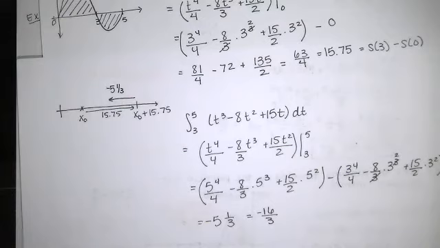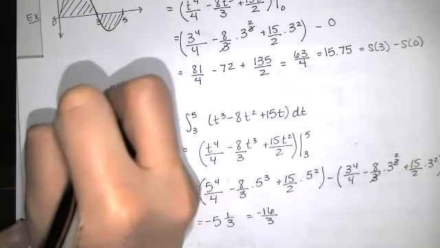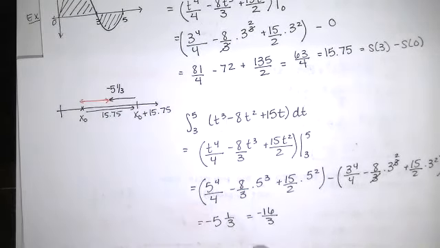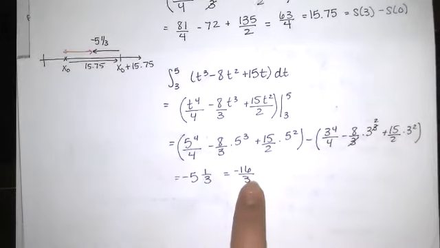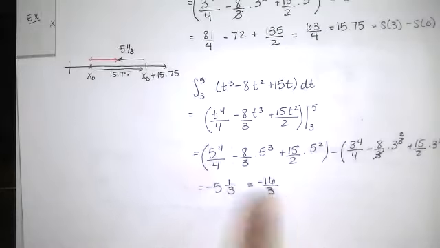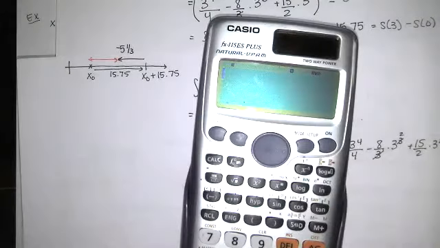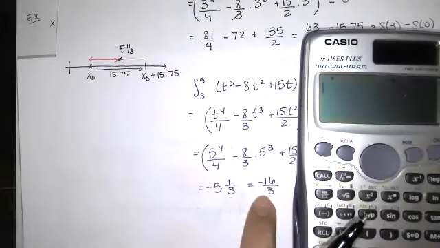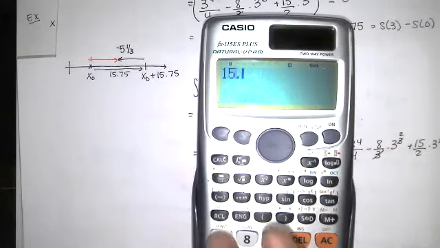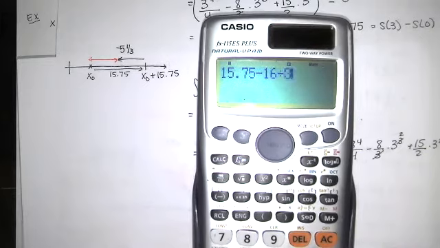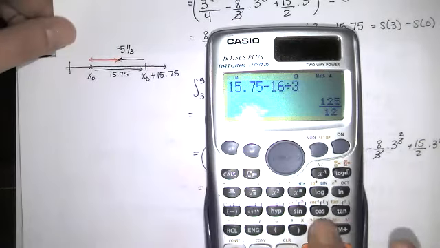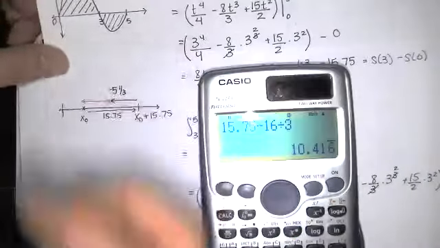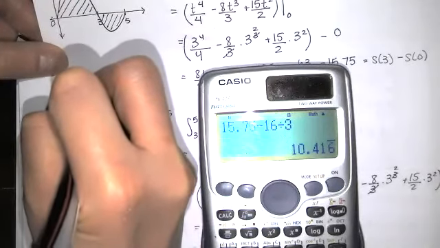And then you say, well, what was your total displacement? Of course, this is not to scale. Displacement, that's what we found in that last integral. It's this value, that 15.75, minus 16 over 3. So we've got 15.75 minus 16 over 3, and we get 125 over 12, which is approximately 10.42 units.